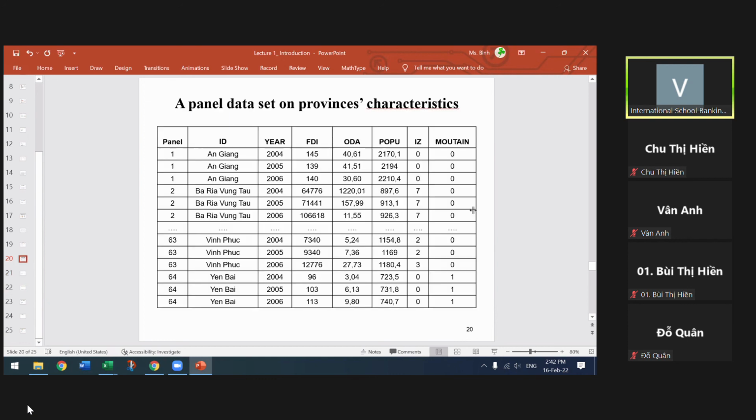As I said to you, when you get data, you need to see the structure of the data set so you can decide the suitable econometrics model. Because we have different econometrics models for different structures of data. So you have to be careful when we design the econometrics model.